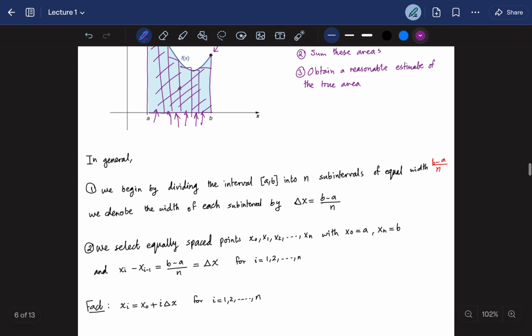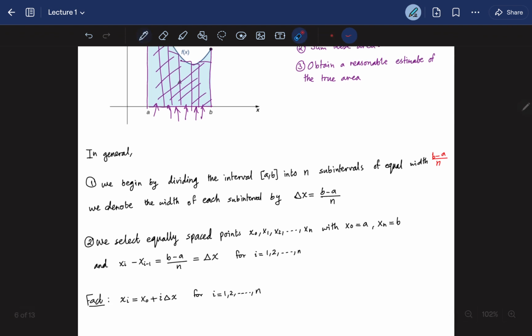Okay, so in general, if I have the interval [a, b], I want to divide this interval into n subintervals with equal width. So this width is going to be (b minus a) over n. b and a are the points in the interval, and n is the number of rectangles that we're going to divide the area into. Okay, so we have this notation: delta x is equal to (b minus a) over n, which is my width.